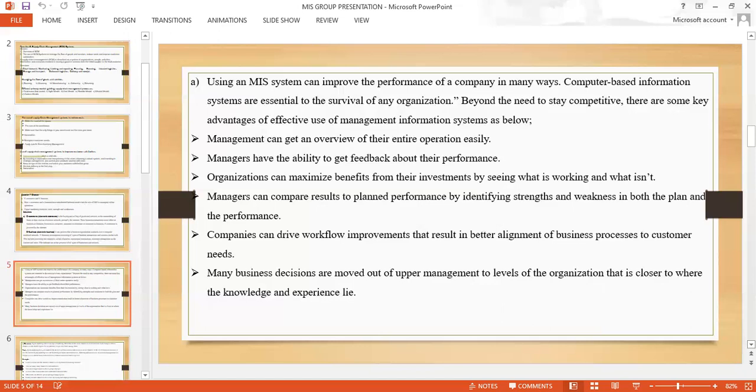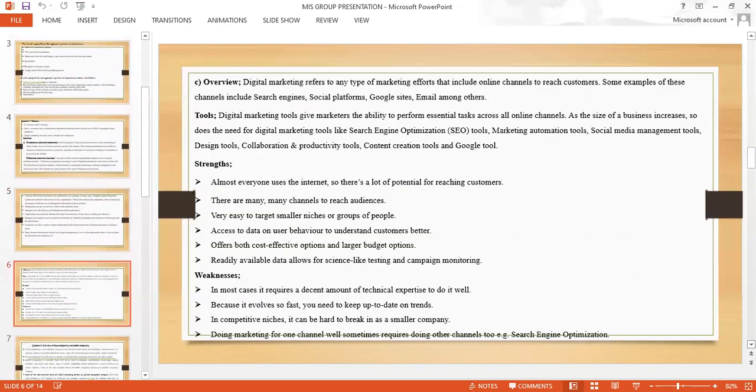And also, companies can drive workflow improvements that result in better alignment of business processes and customer needs, and many business decisions are moved out of upper management levels of the organization to where the knowledge and experience lies. And lastly, we look at the digital marketing overview.